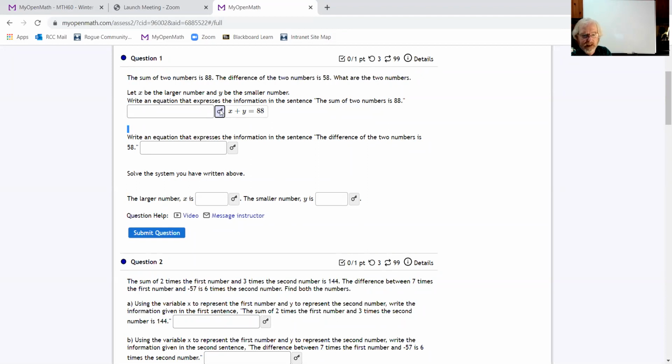Okay, and the next part, the difference. The difference of the two numbers is 58.